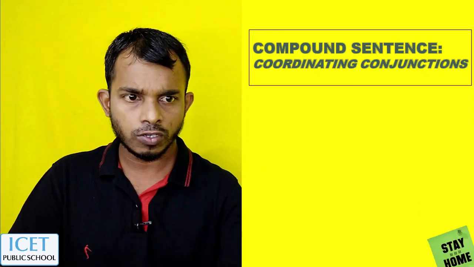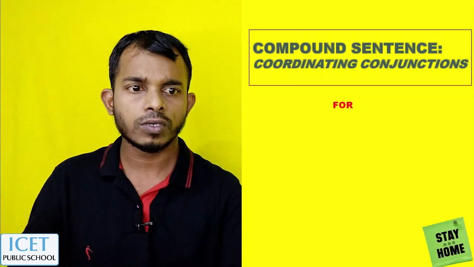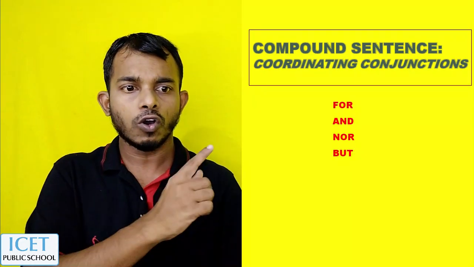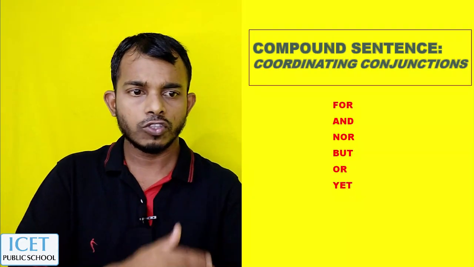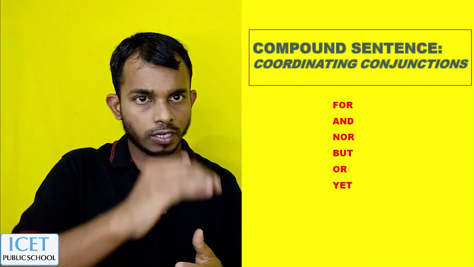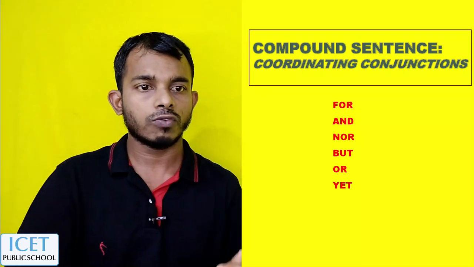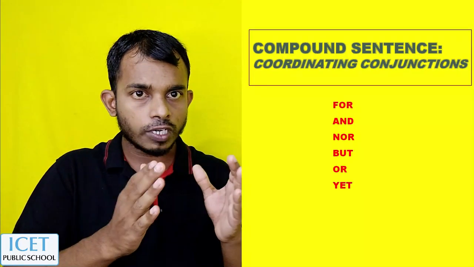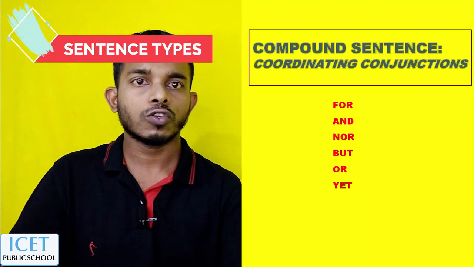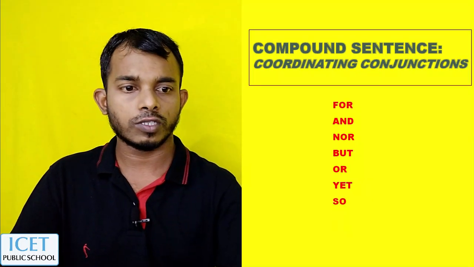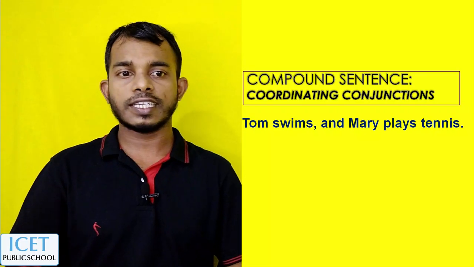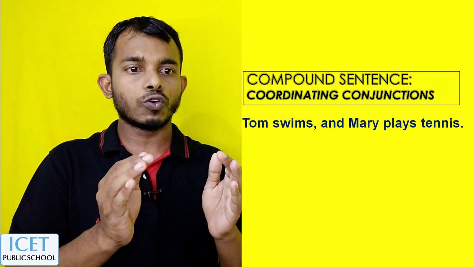Coordinating conjunctions. I will tell you: for, and, nor, but, or, yet. These are the coordinating conjunctions. You got it? We can coordinate two clauses and make compound sentences using any of these coordinating conjunctions. Now, Tom swims and Mary plays tennis is an example of a compound sentence using coordinating conjunctions.